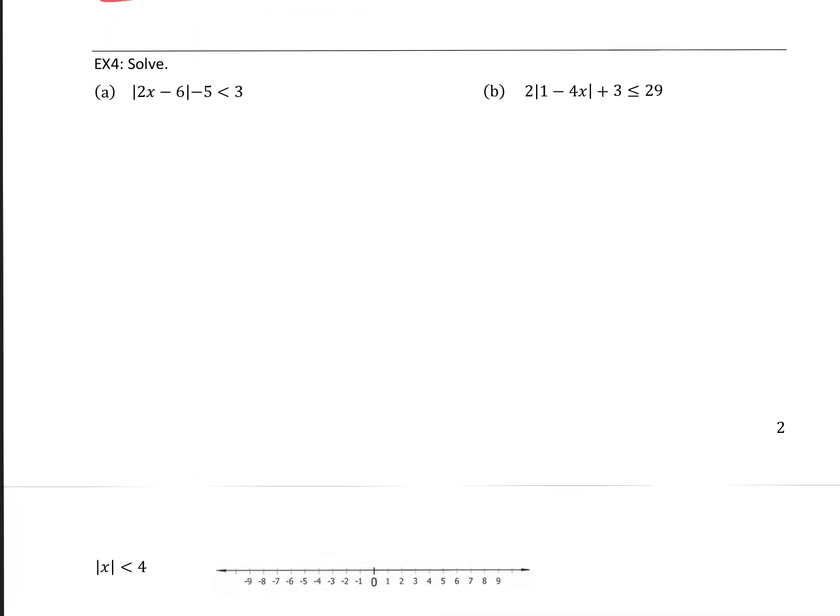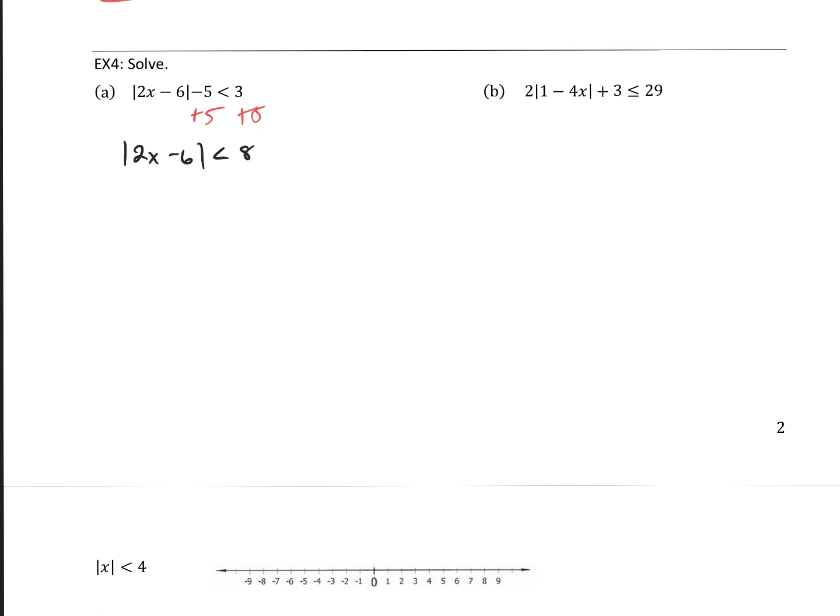Let's take a look at example 4. Alrighty, so solving. Okay, we might be tempted to switch it right now, but again, we always want to have our absolute value by itself first, and what's keeping it from being by itself is that negative 5. So let's get that negative 5 to the other side, and then we can go ahead and solve. To get it to the other side, let's go ahead and add 5 to both sides. And then we have |2x minus 6| is less than 8.